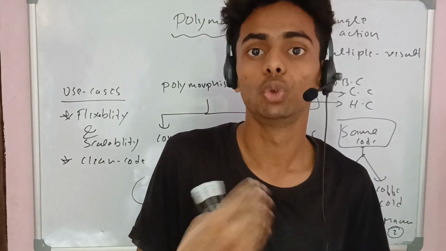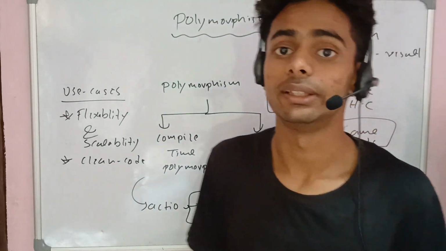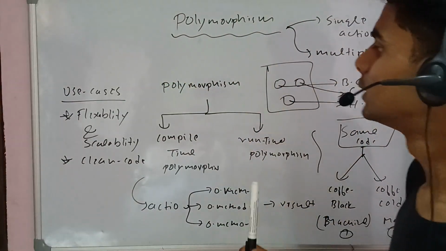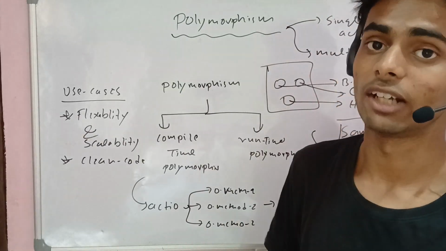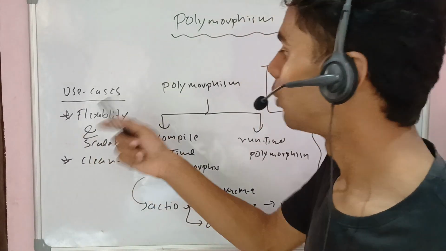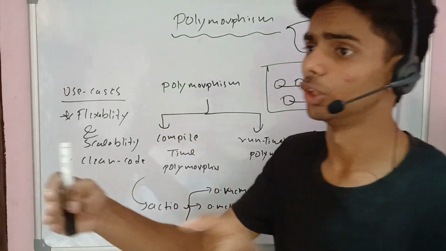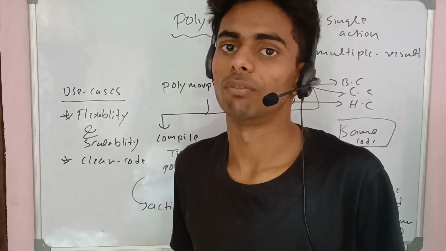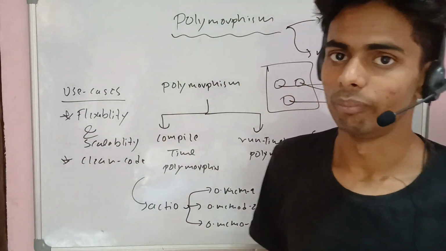With a single action you get multiple outputs, but you get the result that is suitable. So the use cases are flexibility and scalability. When you're scaling code and you want to make it flexible, flexibility is important here. Instead of writing the code one by one, we call this particular processor, like credit card, debit card. When we're talking about payment platforms, the polymorphism concept is highly used in payment platforms and payment gateways.